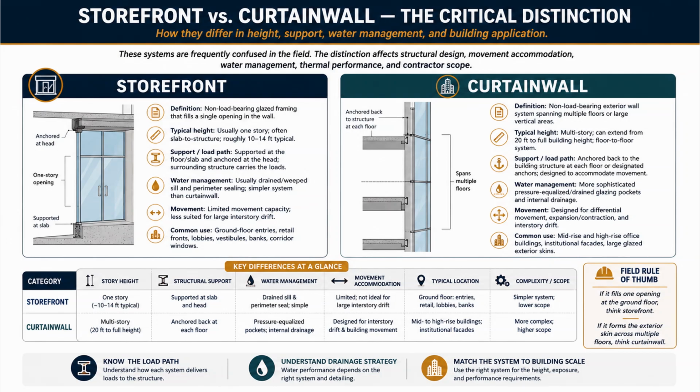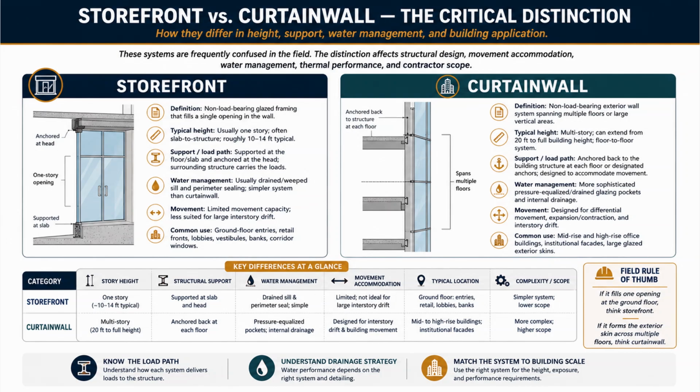Story height. Storefront is 1 story, 10 to 14 feet. Curtain wall is multi-story, 20 feet to full height. Structural support. Storefront is supported at slab and head. Curtain wall is anchored back at each floor. Water management. Storefront uses a drain perimeter seal. Simple. Curtain wall uses pressure-equalized pockets and internal drainage. Movement. Storefront has limited capacity, not ideal for large inter-story drift. Curtain wall is designed for drift and building movement.